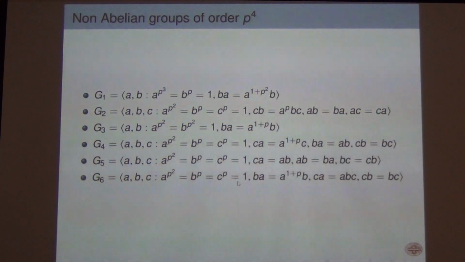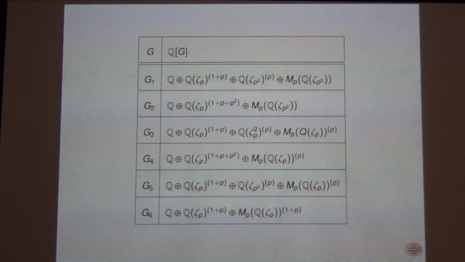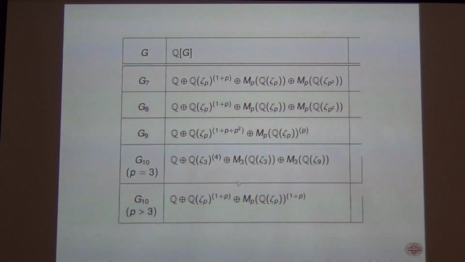For example, we also took groups of order p^4. There were 10 non-abelian groups of order p^4. And with the recipe we developed, we could tell precisely the Wedderburn decomposition for everything, in terms of the prime p. So how many are coincident here? I mean, among the 10 non-abelian ones.